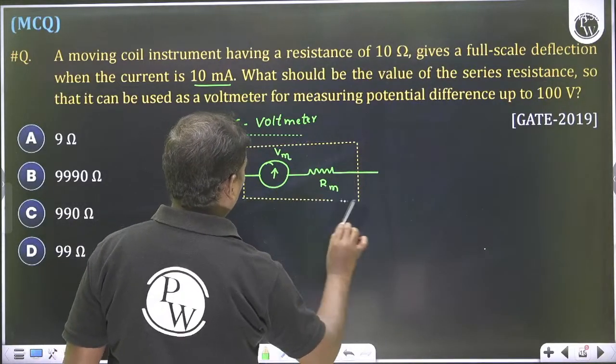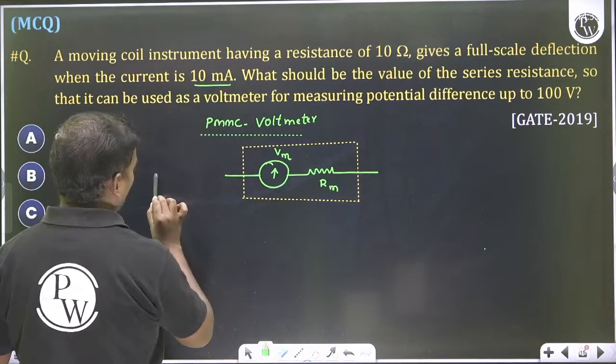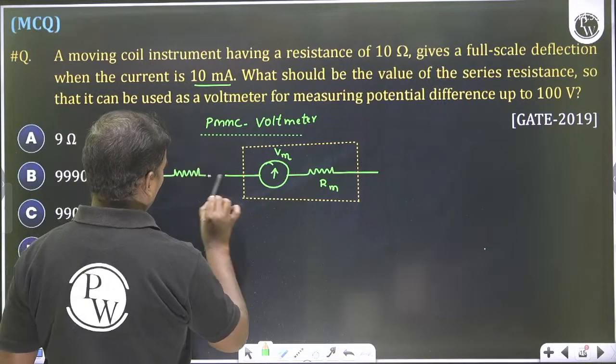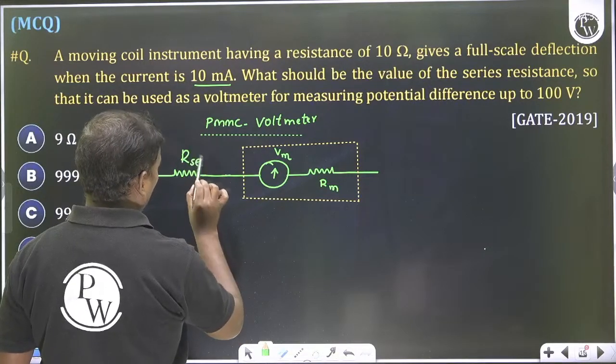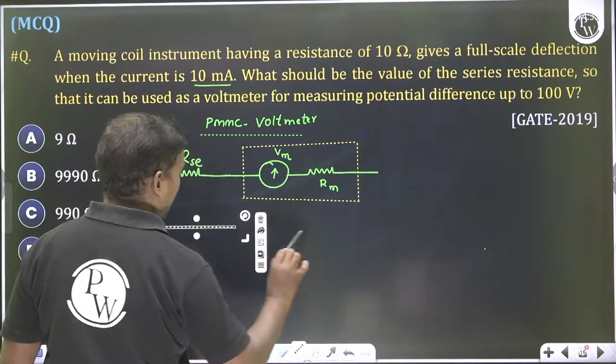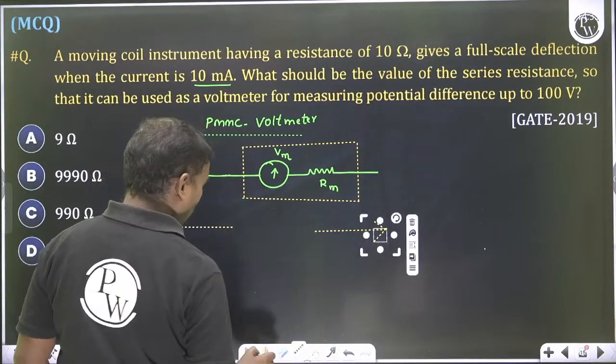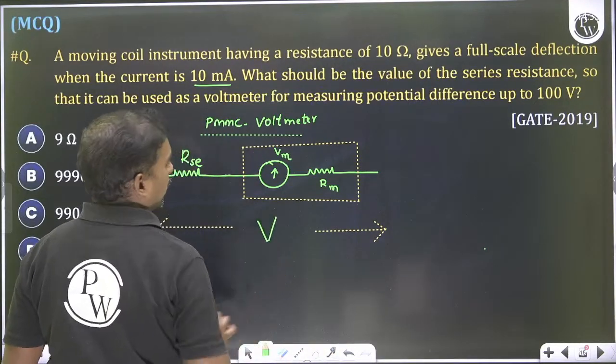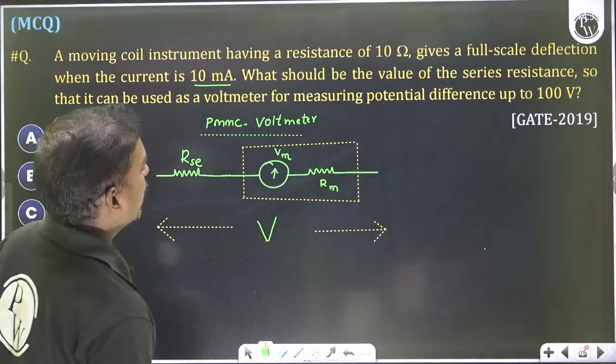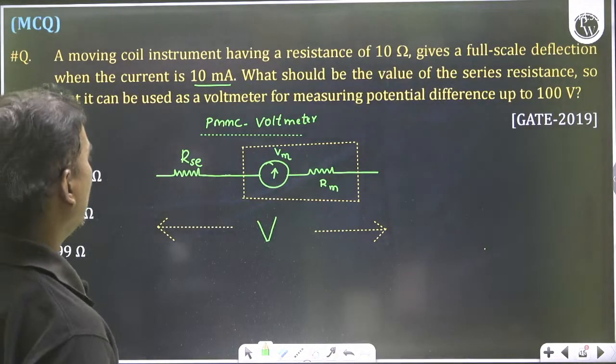Okay, so in series we are keeping a series resistor. So this is a series resistor. Here I am going to get the capital V. So how to solve? What is asked is the value of the series resistance.